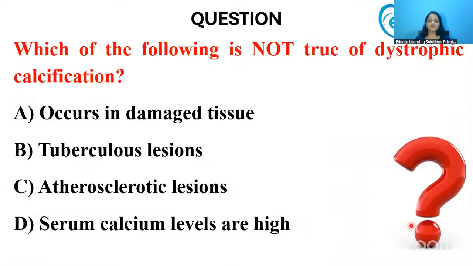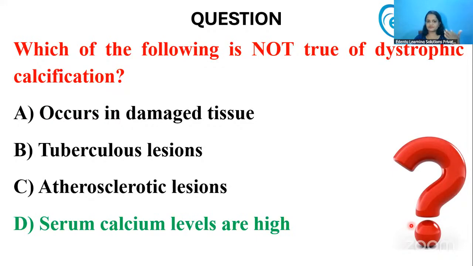Next question: which of the following is not true of dystrophic calcification? Does it occur in damaged tissue, or is it a tuberculous lesion, or is it an atherosclerotic lesion, or are serum calcium levels high? So which is not true of dystrophic calcification? This option D, serum calcium levels are high.